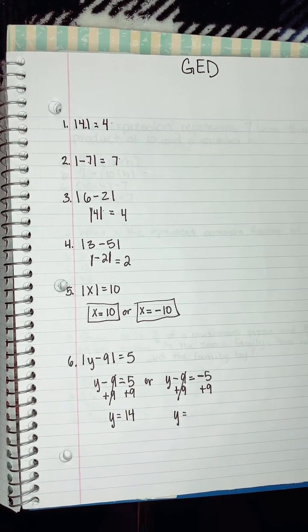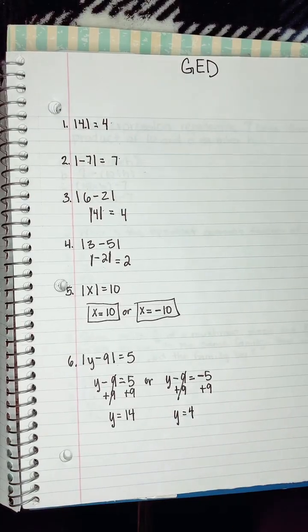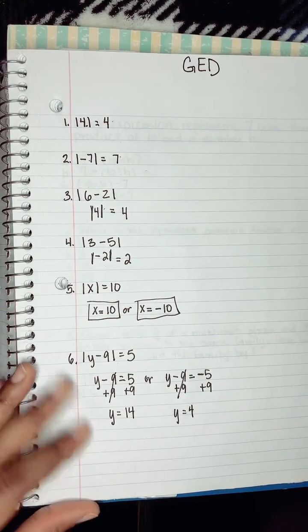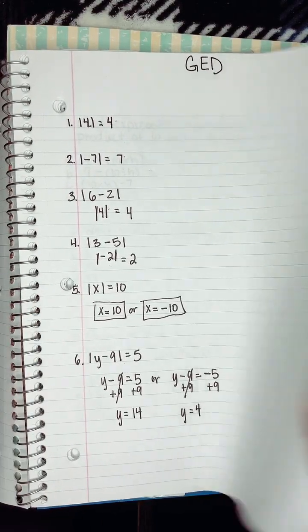4. Good. You guys are seeing? Negative 5 plus 9 gives us 4. Beautiful. Good. And that's how we do absolute value.